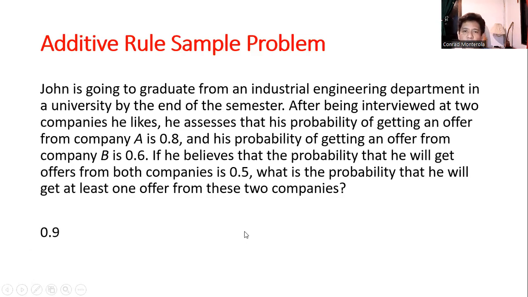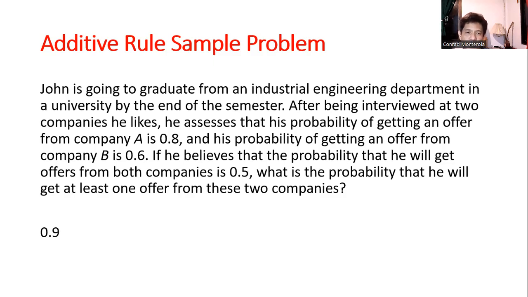John is going to graduate from an industrial engineering department in a university by the end of the semester. After being interviewed at 2 companies, he assessed that his probability of getting an offer from company A is 0.8, and his probability of getting an offer from company B is 0.6. If he believes that the probability that he will get offers from both companies is 0.5, what is the probability that he will get at least one offer from these 2 companies?